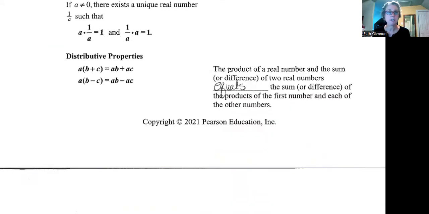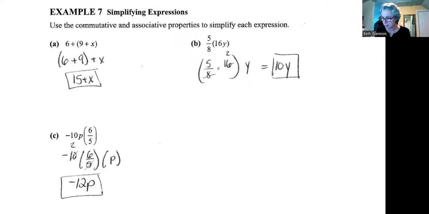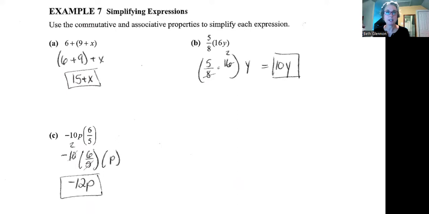And finally, everybody's favorite, the distributive property, which I know you spent a lot of time working through in your algebra classes. Good times, right? I'm not going to go through and do all these problems with you. I'm just going to remind you that we use these properties when we simplify. In A, you know that the 6 and the 9 go together, so you're using the associative property to bring them together. You do the same thing with 5/8 times 16y in letter B.